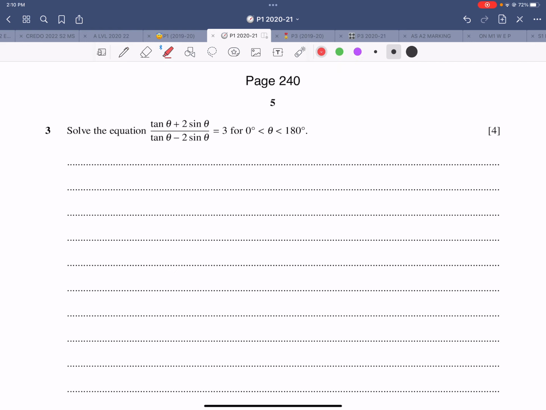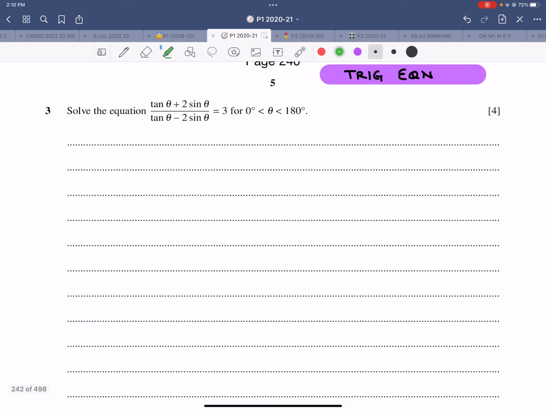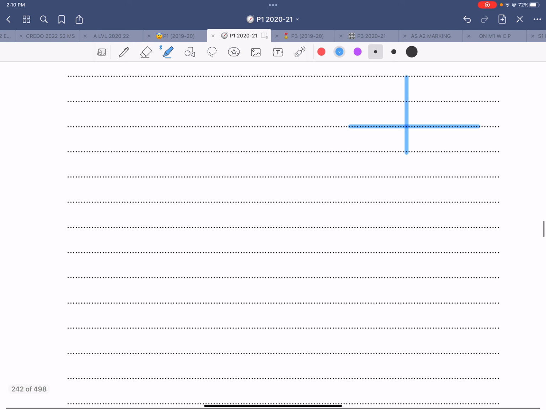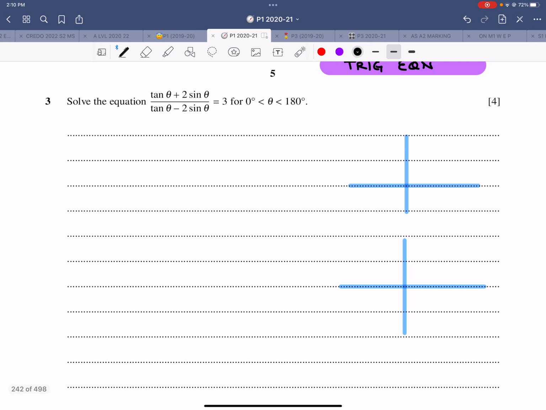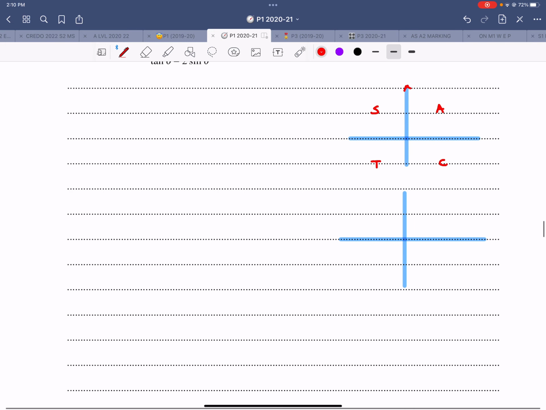The third question. The third question is about trigonometry, and it's a trigonometric equation. So draw your basics on the side. What two basics are needed in a trig question? You need the knowledge of quadrants, and you need the knowledge of basic angle and the required angle. So this is all the trig ratios are positive, only sine, only tan, only cosine. And this is the first quadrant.